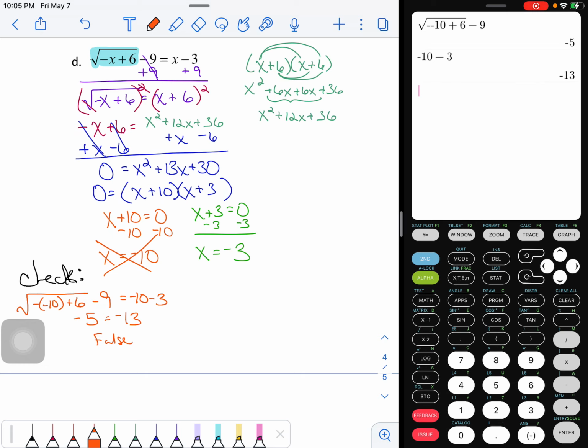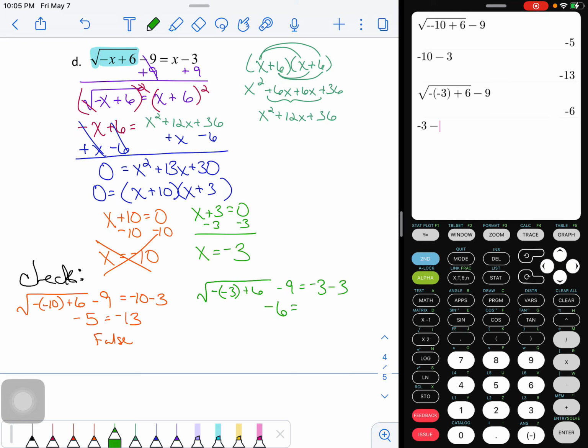I have no idea how that affects my other answer, but I'm going to check my other answer here, which is x equals negative 3. So I've got the square root of negative 3 plus 6 minus 9 equals negative 3 minus 3. So this whole left side, I'm going to pop into the calculator. You can use the parentheses if you want to. It might help so you can see the negative signs between them. Then minus 9, and that's going to be negative 6. And then on the right side, I have negative 3 minus 3, which is also negative 6.